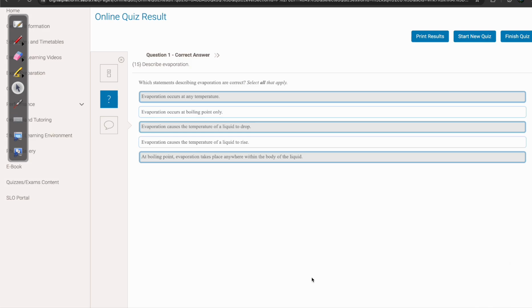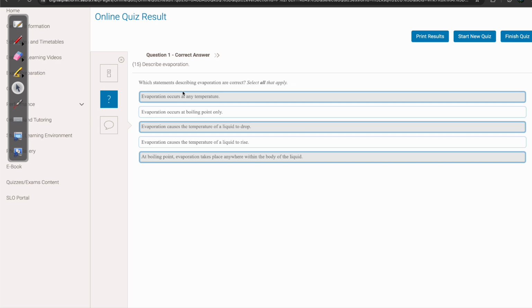Today I'll be explaining the physics diagnostic quiz for week 1 for the diagnostic periodic. The material for this quiz is chapter 1 and chapter 2. Let's start. Which statements describing evaporation are correct?